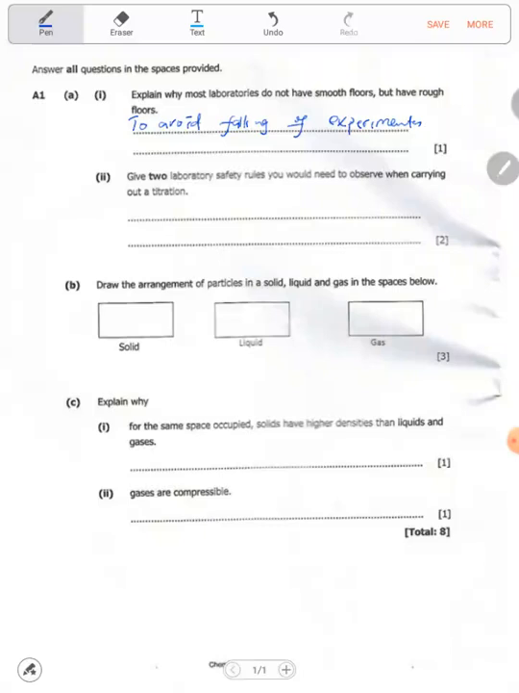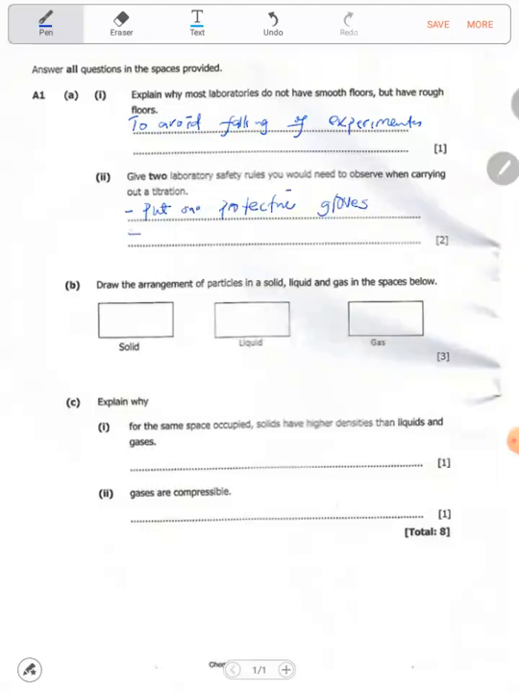These are two laboratory safety rules you would need to observe when carrying out a titration. The first thing is that whenever you're doing a titration, one of the laboratory rules you must know is do not come in contact with the acid. Okay? Do not come in contact, or you can say put on protective gloves. Put on protective gloves.